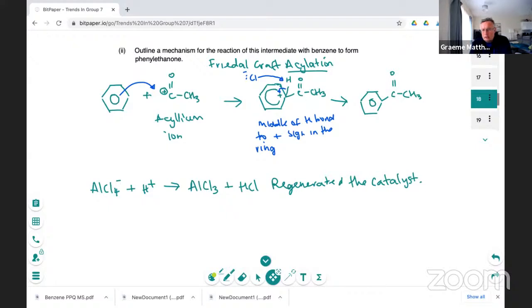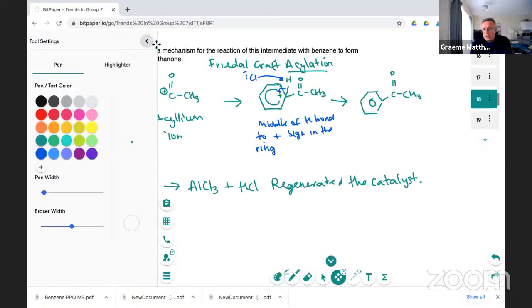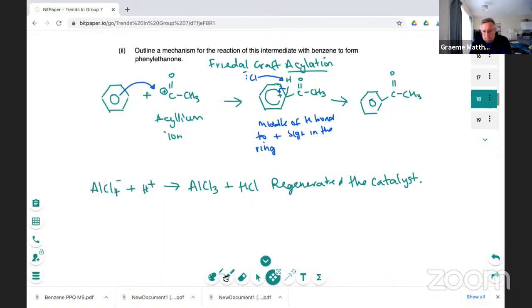I'll move my video feed out. So this is phenylethanone. And then of course you've got to regenerate the catalyst. Now, if you're wondering why it is phenylethanone, well, that is because right here, in teal green, look, if I do this down here, chemists, yeah, this is a ketone, obviously, right?